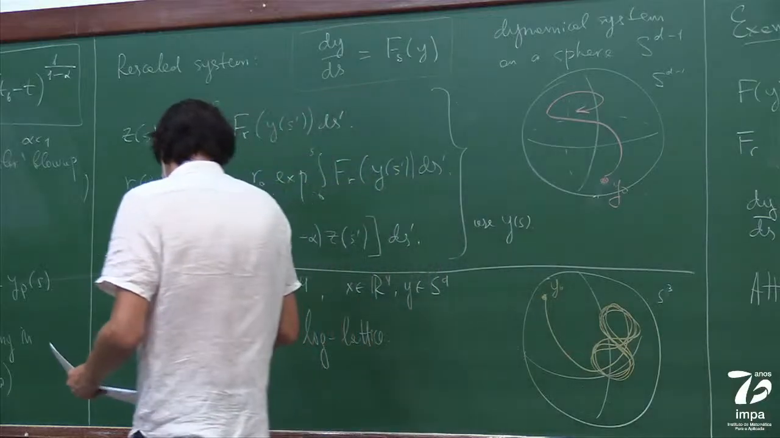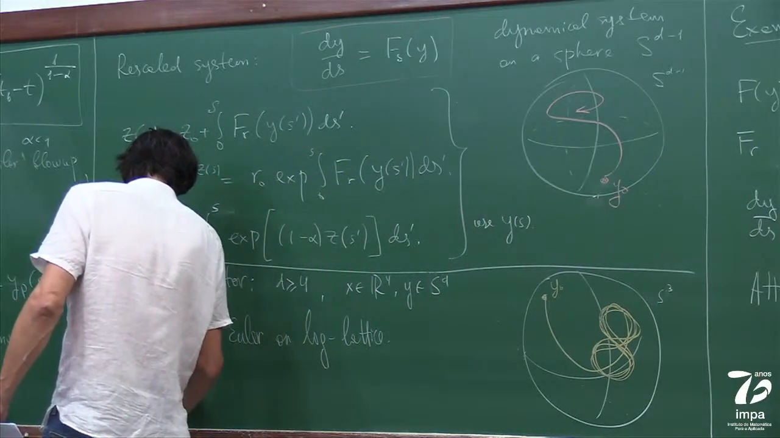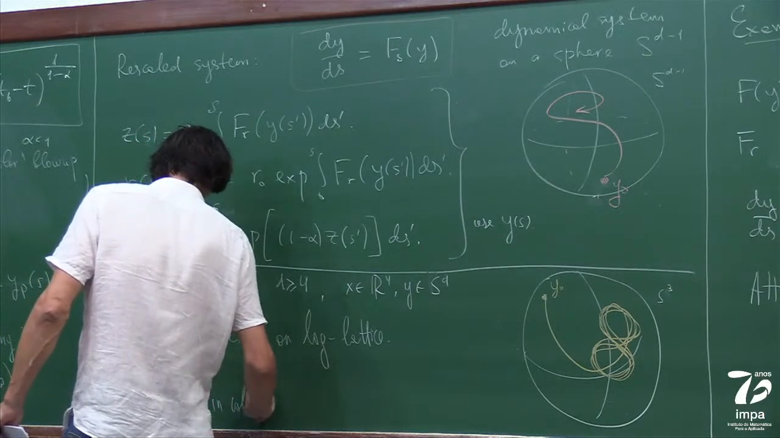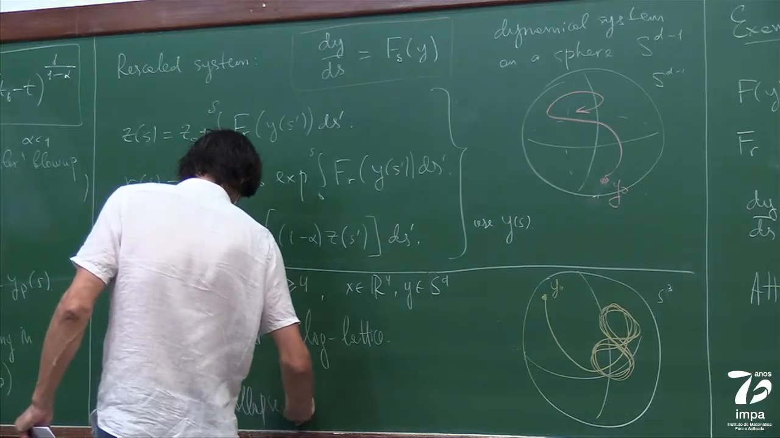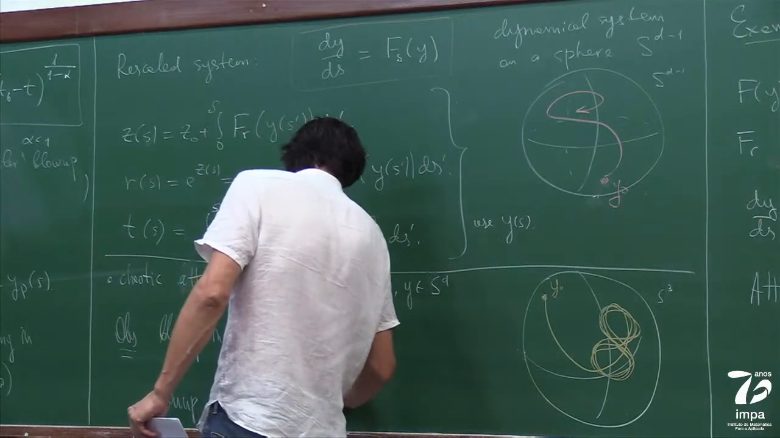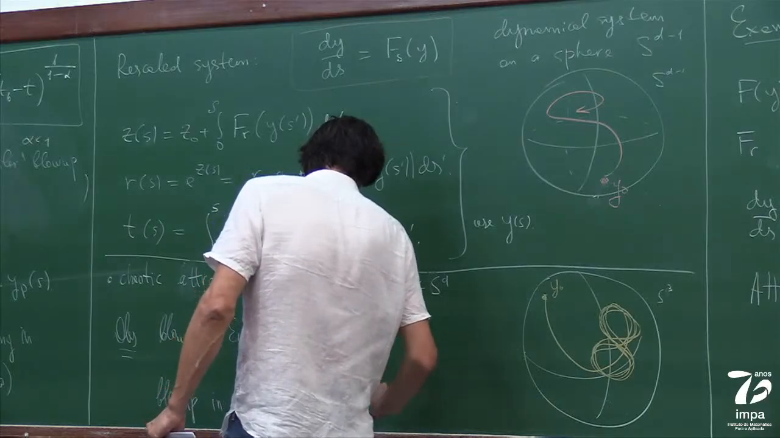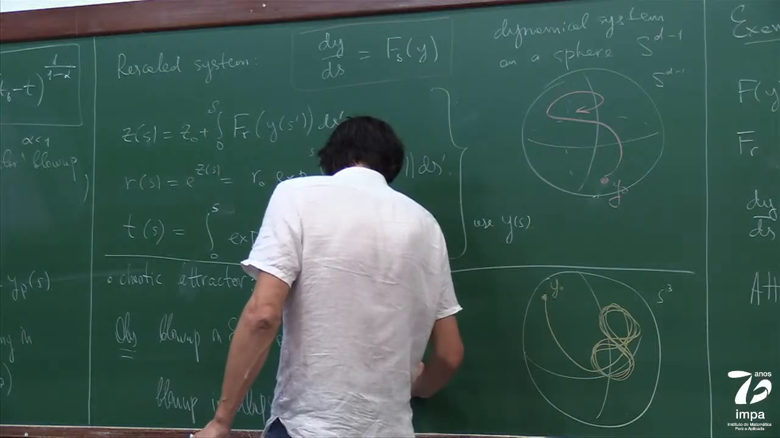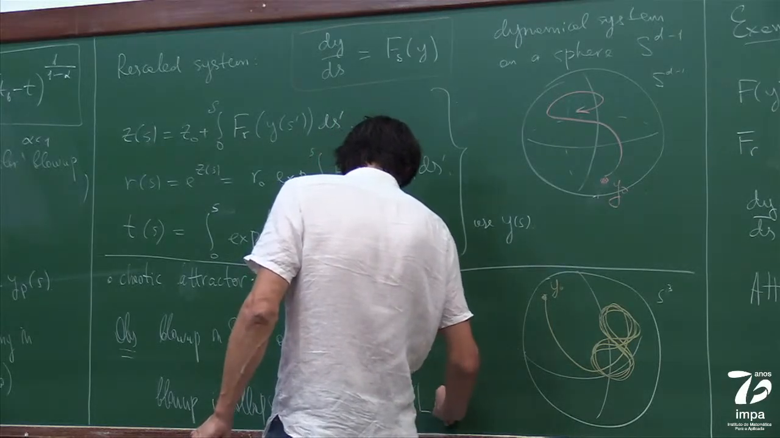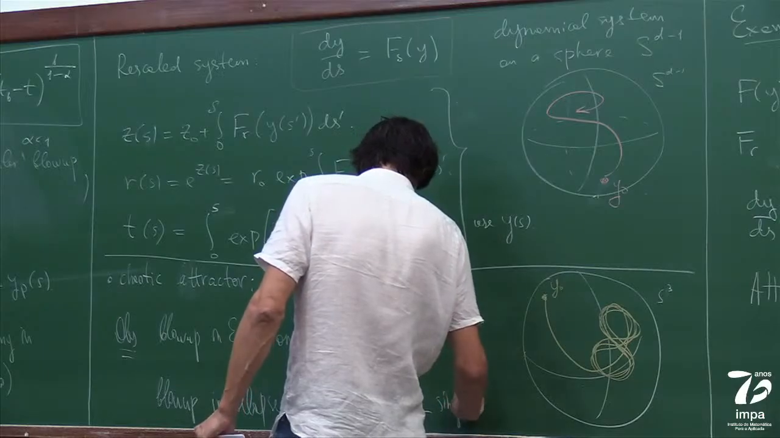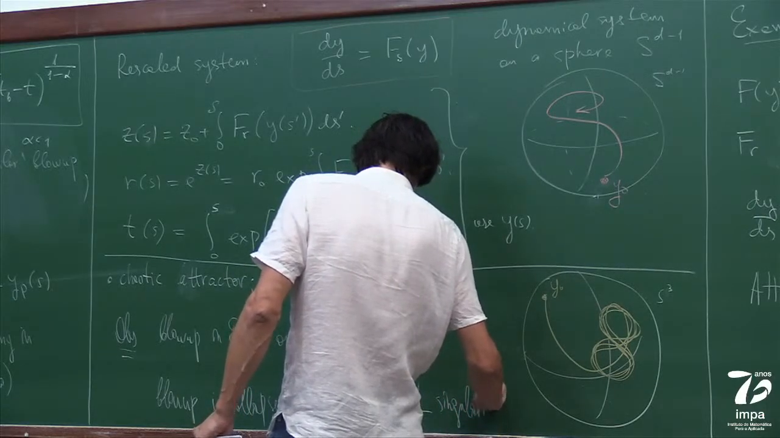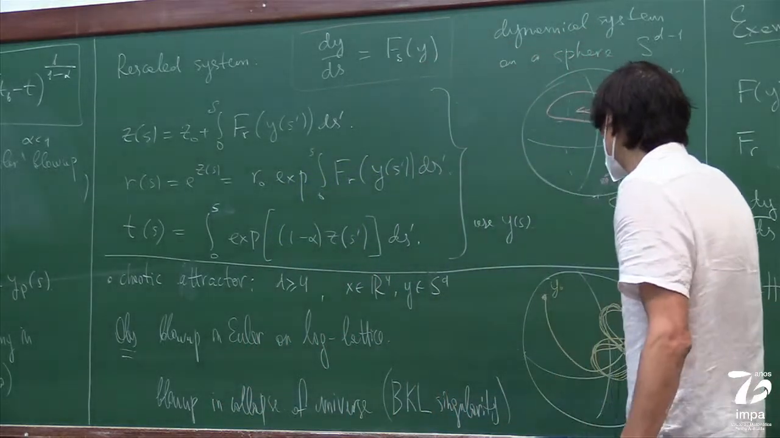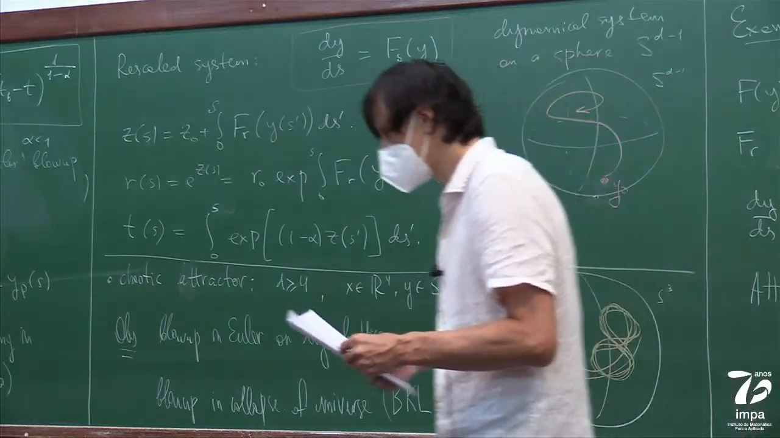And another was a blow up in the collapse of the universe. So this is the Belinsky, Khalatnikov, Lifshitz singularity. I showed you some video in the past. So this is also a possibility.